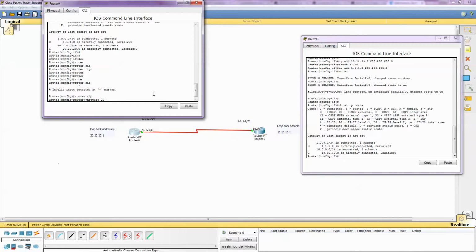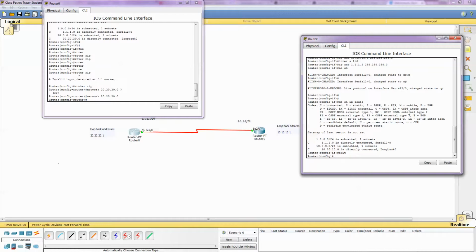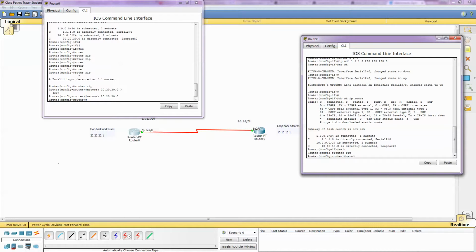Network 20.20.20.0. I am saying we are advertising the network. So what is it asking next? That's it. No subnet mask, nothing to do here, just add the network and that's it. Exit, and router RIP, network 10.10.10.0.